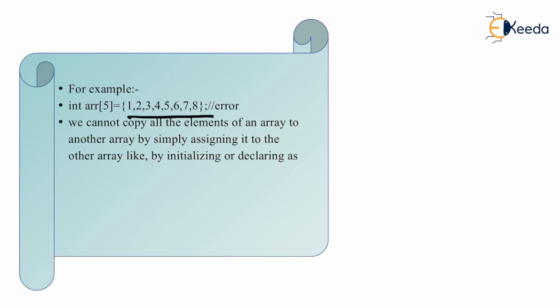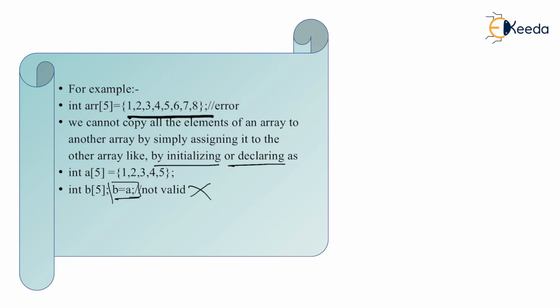So we cannot copy all the elements of an array to another array by simply assigning one to the other, like by declaring int a[5] equal to 1 2 3 4 5, and int b[5], then b equal to a. So this is also not valid.